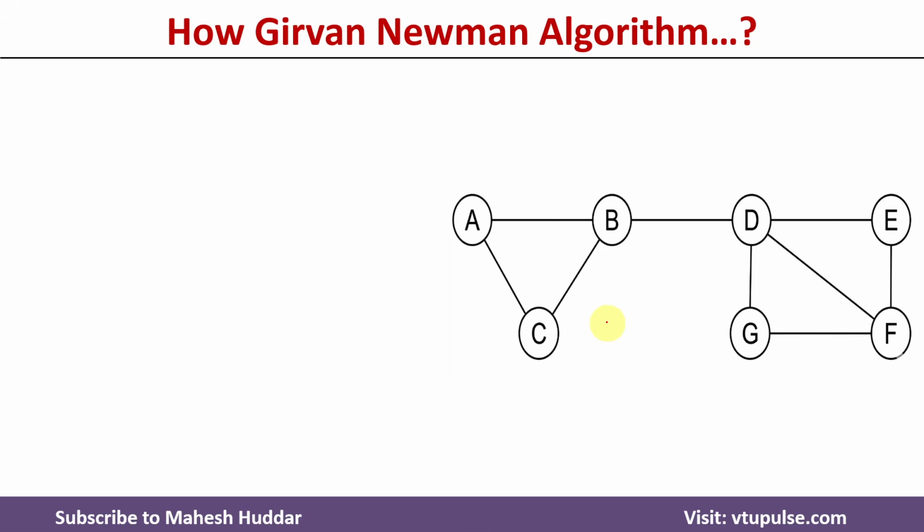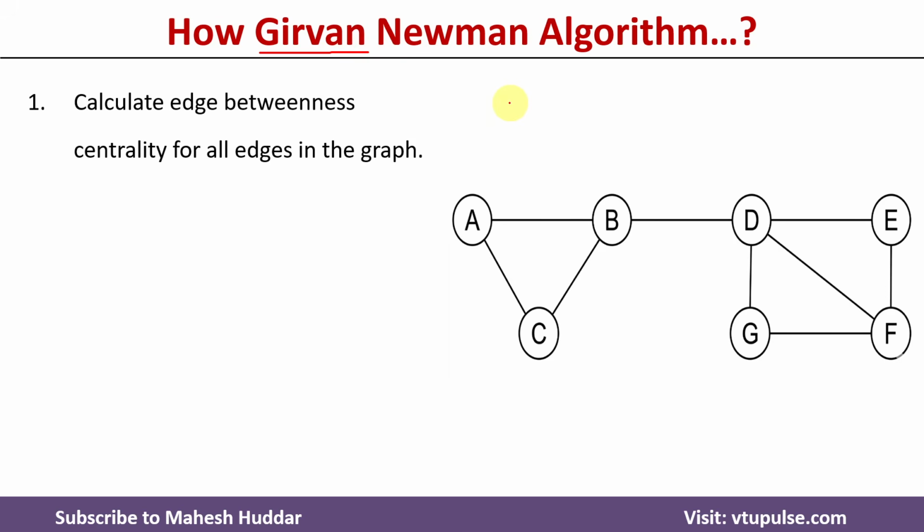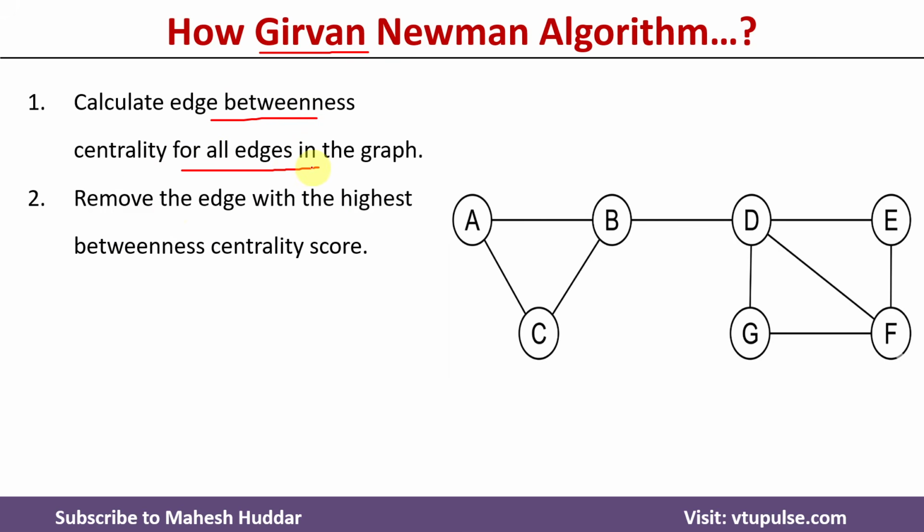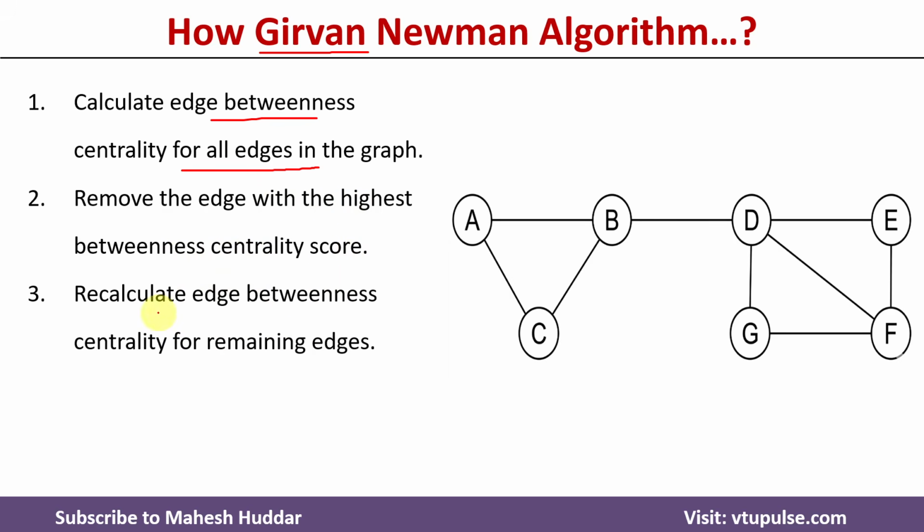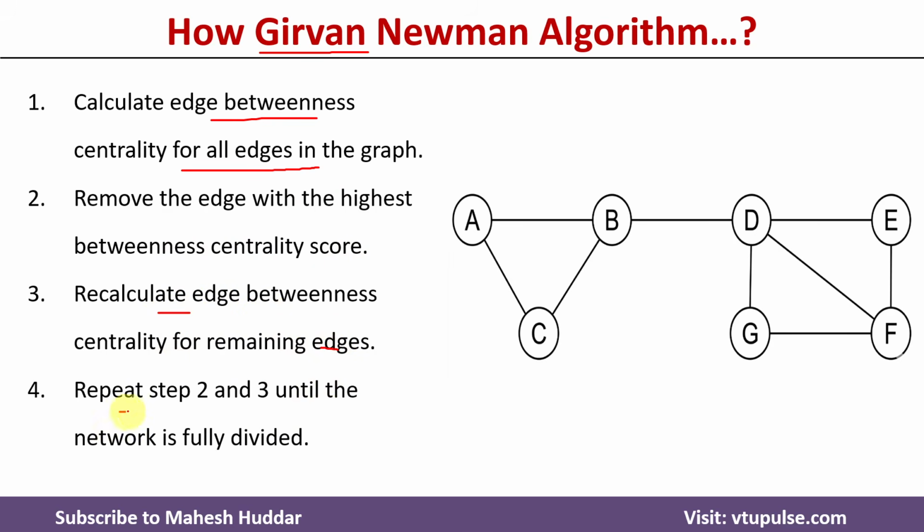So now we will understand what all the steps we need to follow in a Girvan Newman algorithm. In the first step, we need to calculate edge betweenness centrality for all edges in the graph. Next, we need to remove the edge with the highest betweenness centrality score. After that, we need to recalculate edge betweenness centrality for remaining edges. After that, we need to repeat step 2 and step 3 until the network is fully divided.